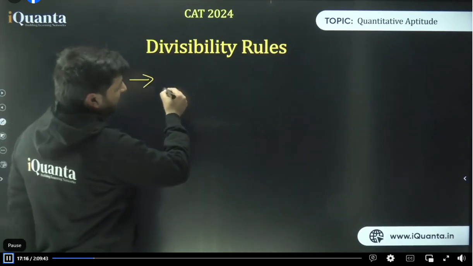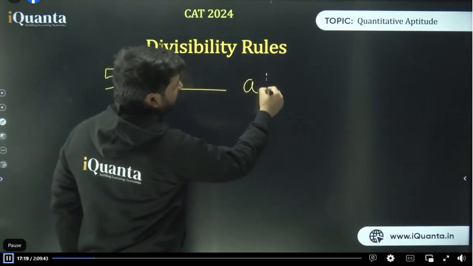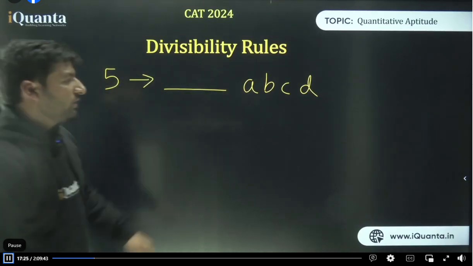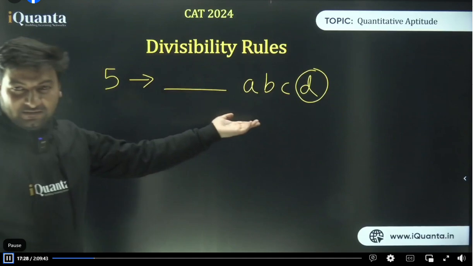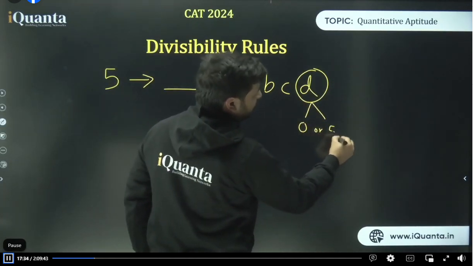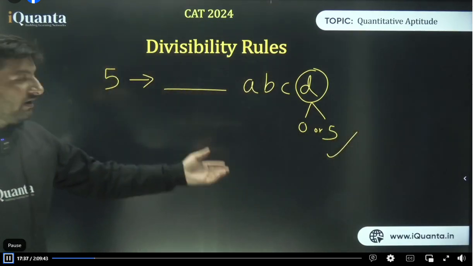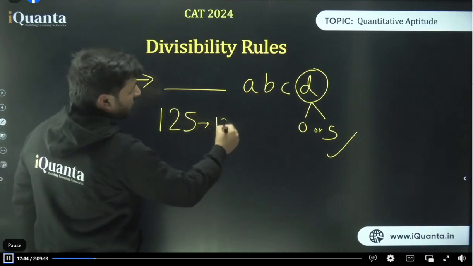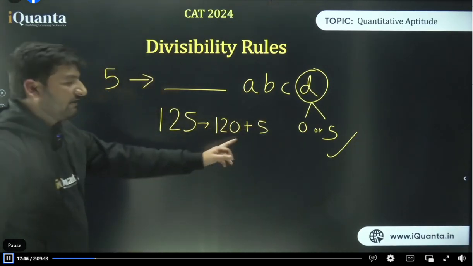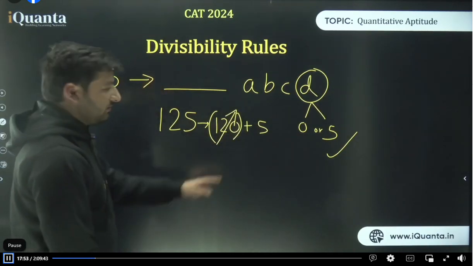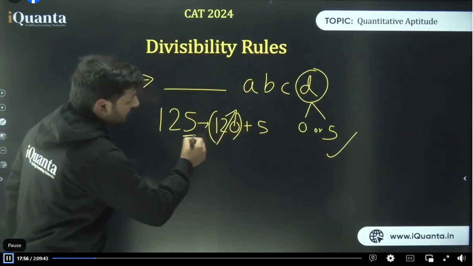Whenever you have a given number, suppose you have a number ABCD. To check whether this number is divisible by 5 or not, you will always check the last digit, which is D. If this last digit D is 0 or 5, that means the given number is divisible by 5. How? Let me take an example. Suppose I take 125. I can write 125 as 120 plus 5. What I have done is separate the last digit. This 120 is clearly divisible by 5. For this 5, I am just checking the last digit.